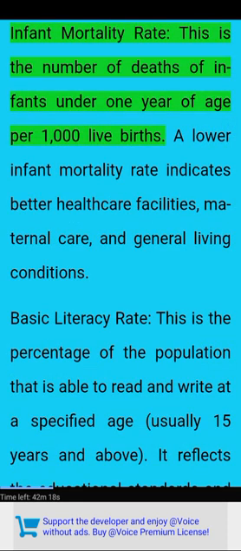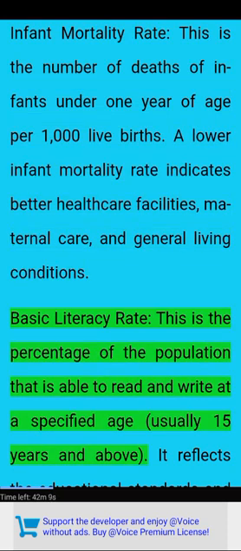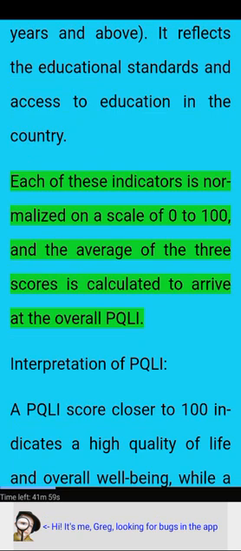Infant mortality rate. This is the number of deaths of infants under 1 year of age per 1,000 live births. A lower infant mortality rate indicates better healthcare facilities, maternal care, and general living conditions. Basic literacy rate. This is the percentage of the population that is able to read and write at a specified age, usually 15 years and above. It reflects the educational standards and access to education in the country. Each of these indicators is normalized on a scale of 0 to 100, and the average of the 3 scores is calculated to arrive at the overall PQLI.